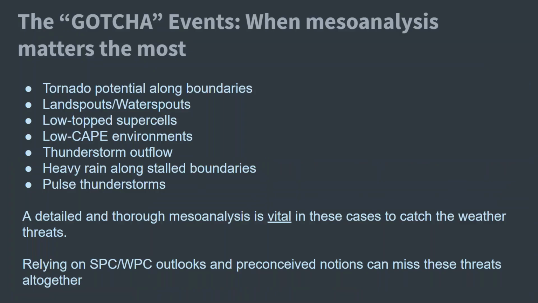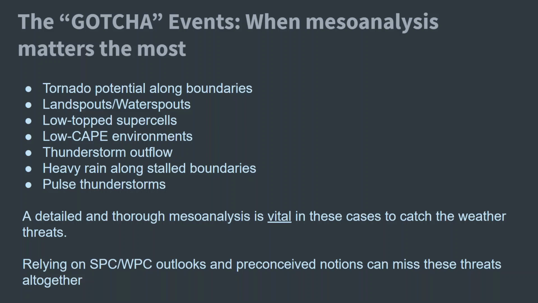And so these gotcha events, I think, is when a mesoanalysis really becomes critical. When could the forecast deviate? Yes, when we have a moderate or high risk of supercell tornadoes, it's usually easier to know it's going to go on. But some of these gotcha events where they just creep up and you weren't expecting it, like a tornado along a boundary. We've seen that, especially with these land spout events over an outflow boundary or something. That can be a gotcha.